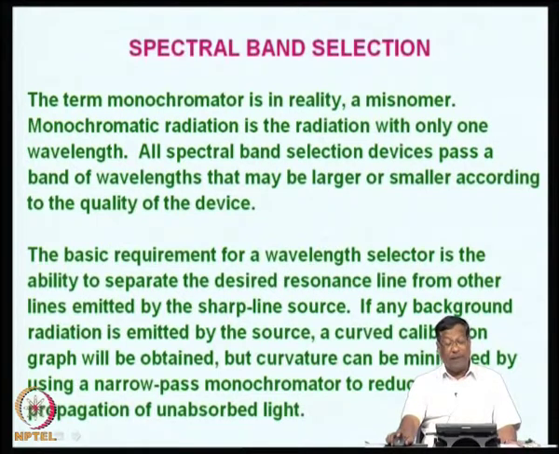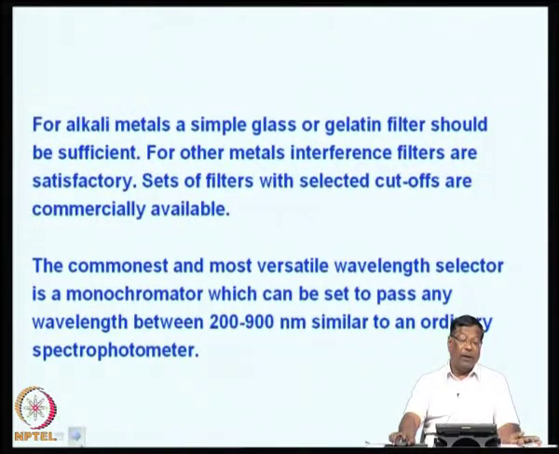But you can minimize this curvature by using a narrow pass monochromator. All the time you are going to get a curved calibration curve, but you can minimize it by passing through the narrow pass monochromator to reduce the propagation of the unabsorbed light. That is what I have put here in this slide. The last word is very important for us to understand. The propagation of unabsorbed light must be minimized, then the calibration curve would be linear.